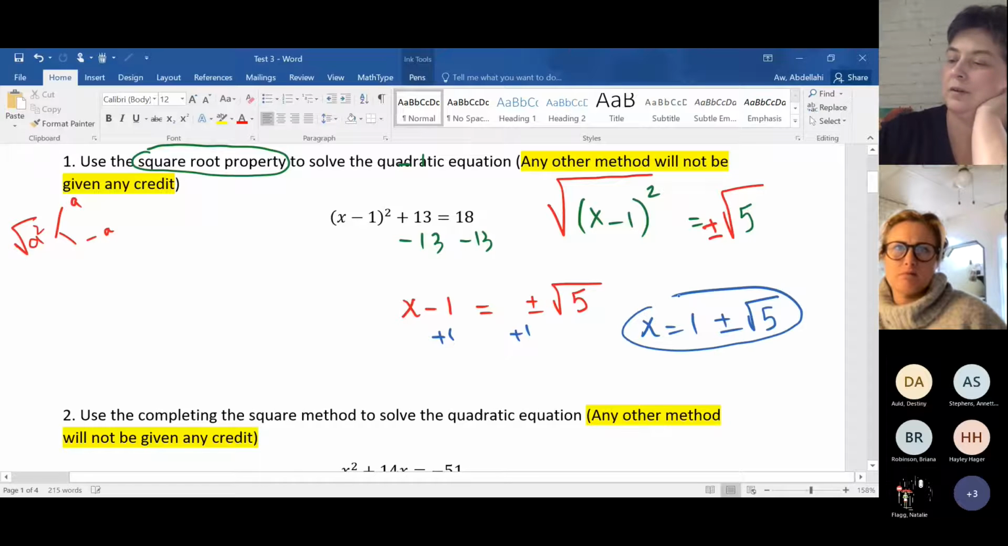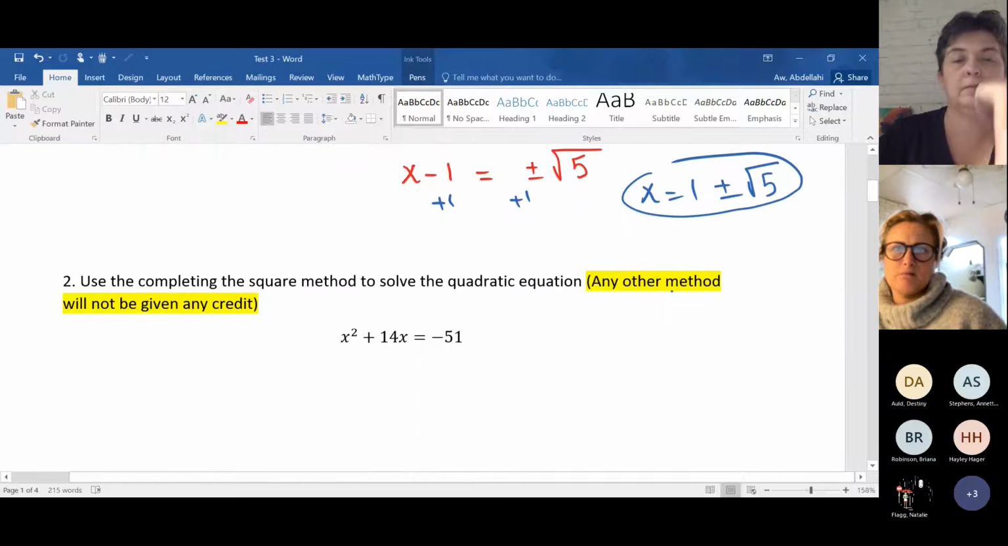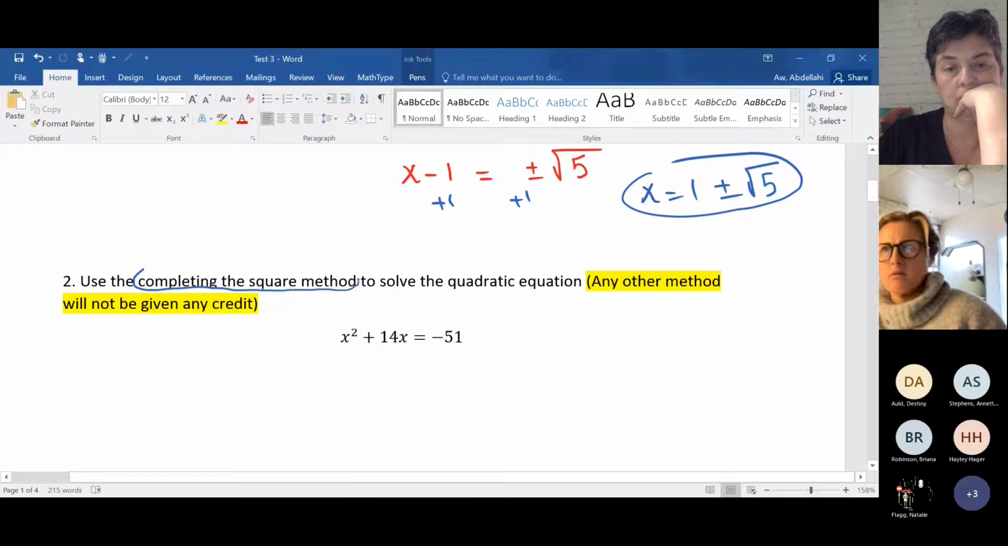Now, in the last test, most of you did that correctly. Most of you, I have to say that, okay? All right, that was a good one. So now the next one, again, same thing. Use the completing the square method, okay?